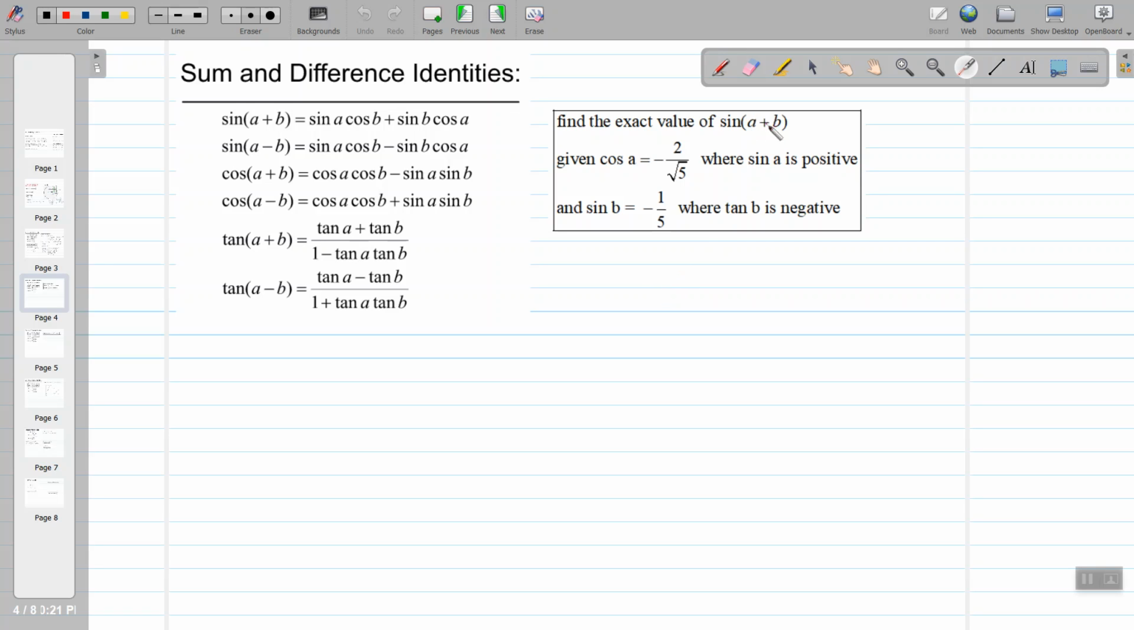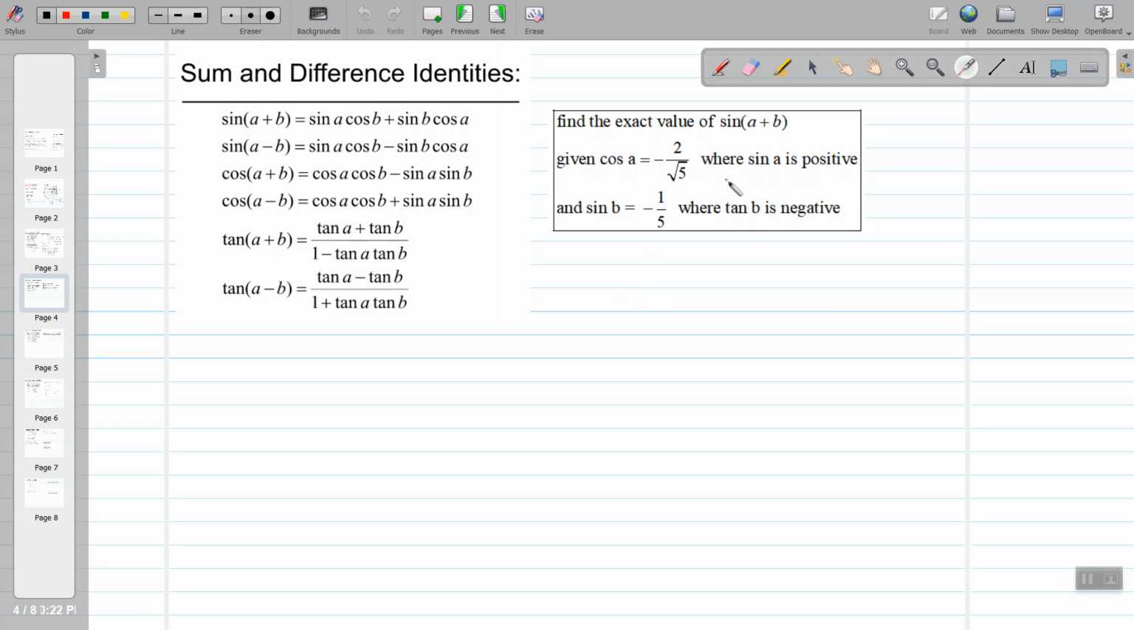Okay, so next up, instead of them giving you an angle and you having to figure out what two smaller angles to break it up into, they're actually going to give you the angles A and B, but they won't give it to you directly. They'll give you some information about it, and then you're going to have to draw a reference triangle to help you fill out the rest.